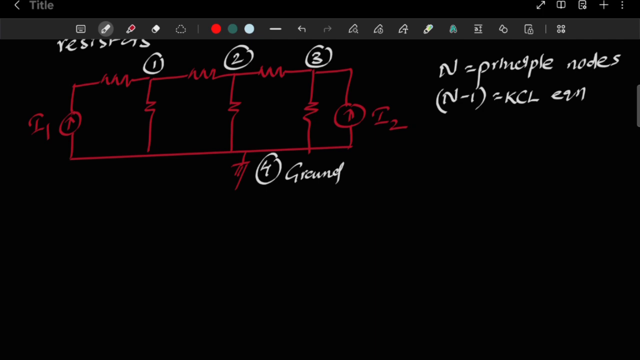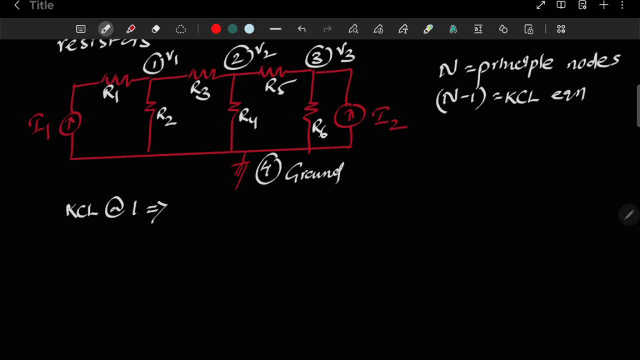Then we'll assume the node voltages are V1, V2, V3. Then the resistor values also we will give. This is R1, R2, R3, R4, R5 and R6. Then we'll apply now the nodal analysis. That means we have to apply KCL at node 1.